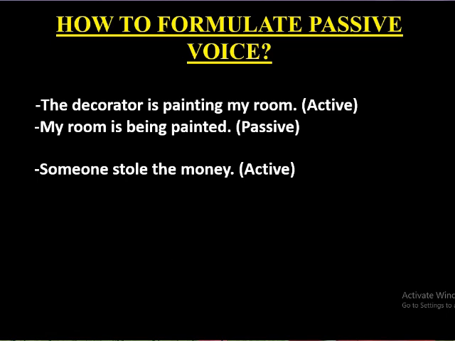Let us see one more example. Someone stole the money. Get rid of the subject. Put the object at the beginning, the money, and conjugate the verb to be in the simple past tense, was, and change the main verb stole into past participle form. So the passive form is the money was stolen.